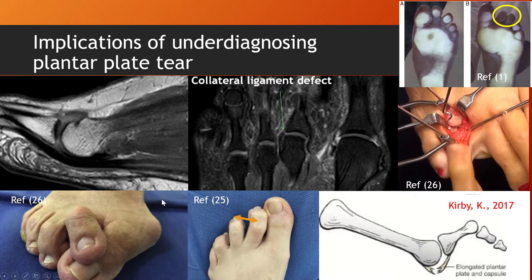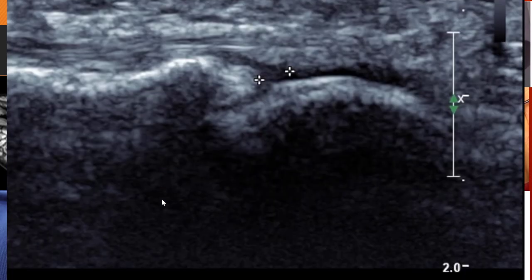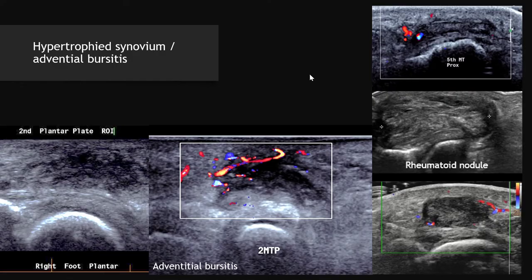So I don't want you to get too excited about non-symptomatic tears. Some are acquired degeneratively and don't cause pain. You'll see a lot in elderly patients. So this is a very chronic defect, and you can see that the plantar plate itself is quite thin and attenuated, and it's just an elderly patient with a tiny little degenerative change.